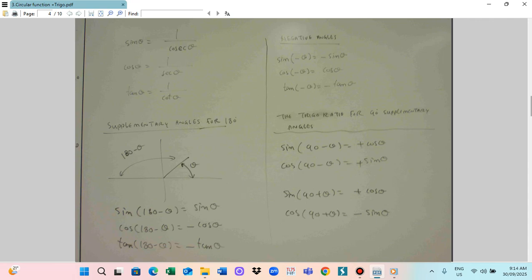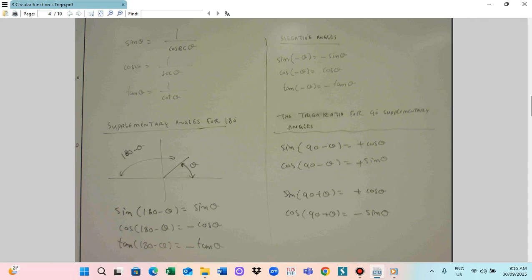But cos(90 plus theta) is also for the second quadrant. Second quadrant means only sine is positive, cos will be negative. So this is negative sine theta. So these are the formulas to calculate the 90 degree supplementary angle.